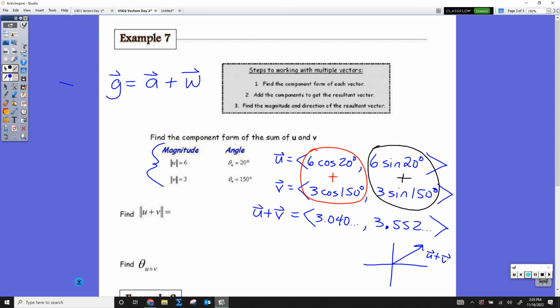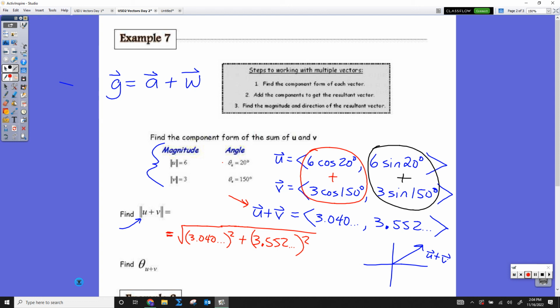Now, remember this symbol right here, this double absolute value, that means magnitude. So I'll write it right here. That would be equal to the square root of, well, we're going to take U plus V, this is the magnitude of U plus V, and we're going to take our 3.040 and square it. Make sure you go back and recall that value in your calculator. You need to be very organized with the calculator to work on these. And then the same thing for the vertical component. And that's how we can find our magnitude.